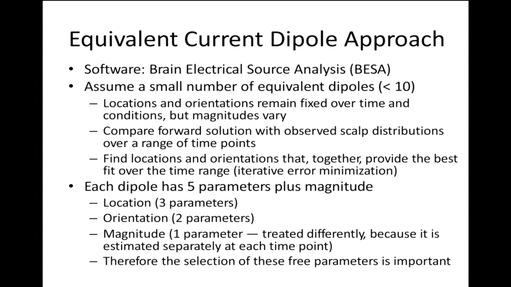Once you solve the forward solutions, you get the scalp distribution, meaning the model EEG, the EEG as produced by this given number of dipoles. Now you have your raw EEG. So you find what output your model produces, in this case the output of the forward problem, and then you have the actual raw data, and you calculate your model error. So you compare your forward solution with the observed scalp distribution.